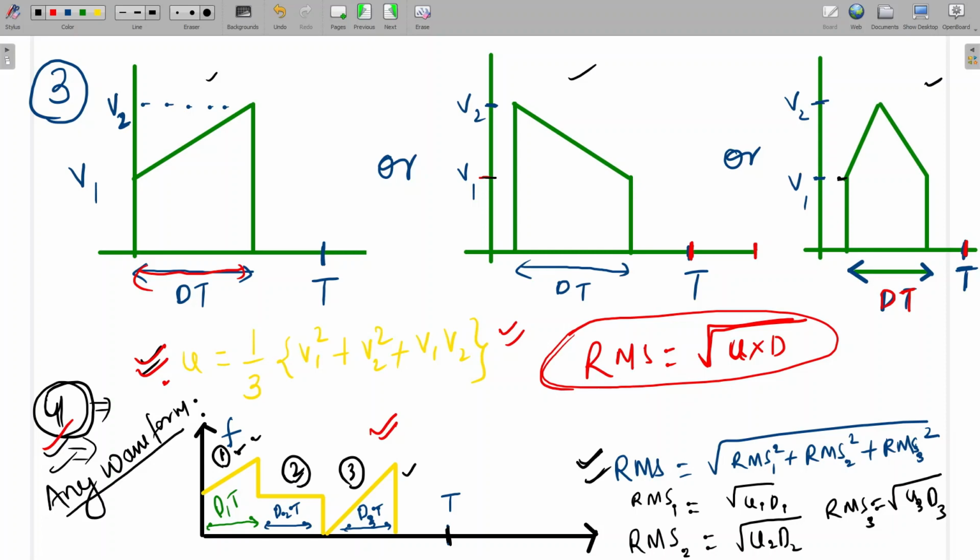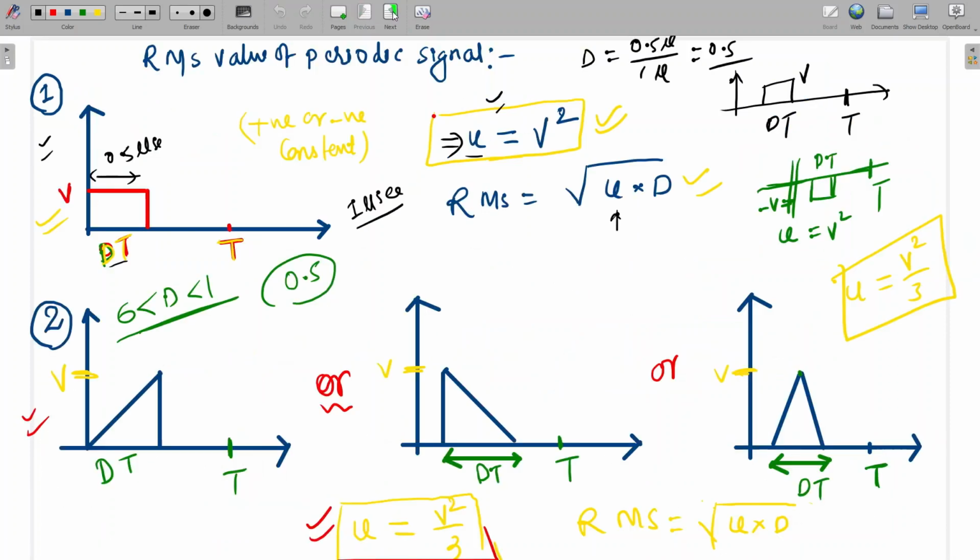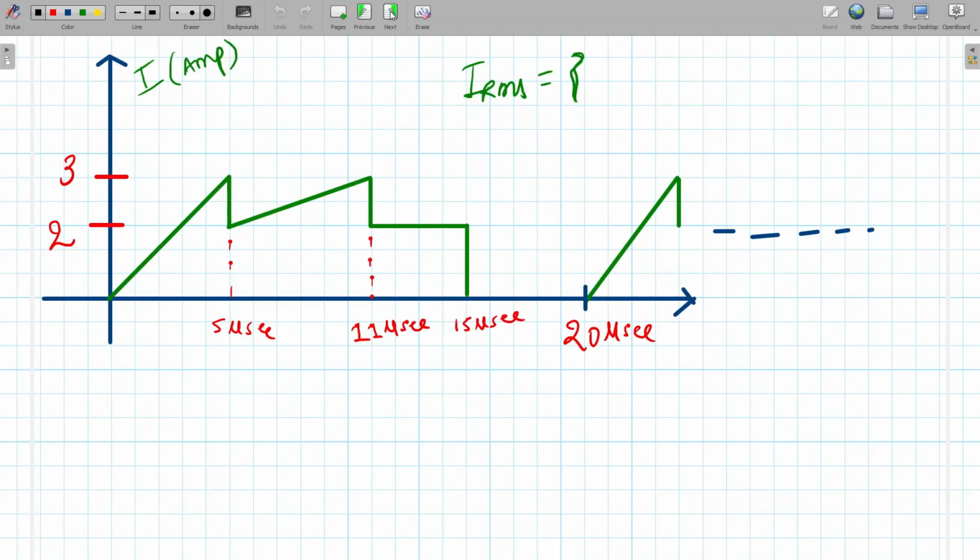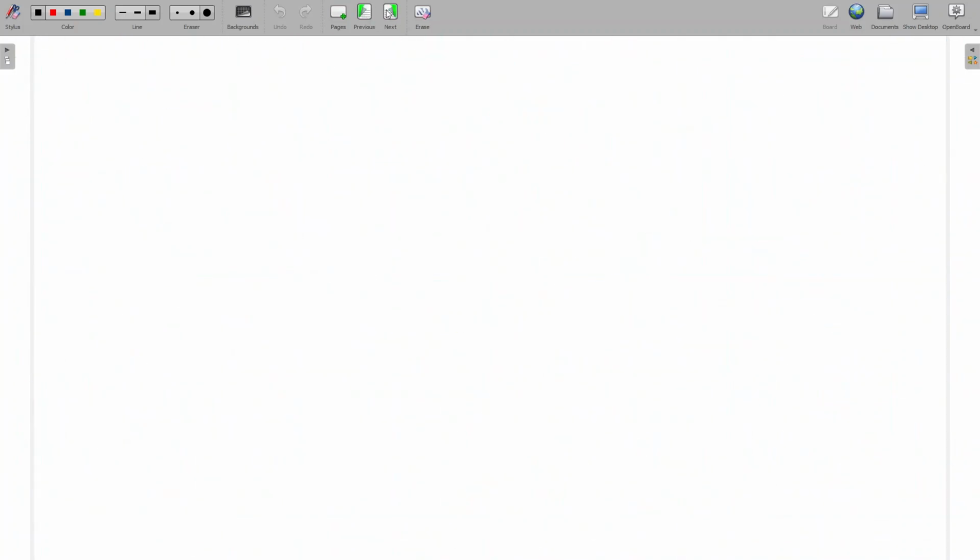For sine wave also you can, but I will recommend that you go by the basic method. Sine wave also we can derive some tricks, but that will not be universal. In some cases that will change. Let's say this is a sine wave.